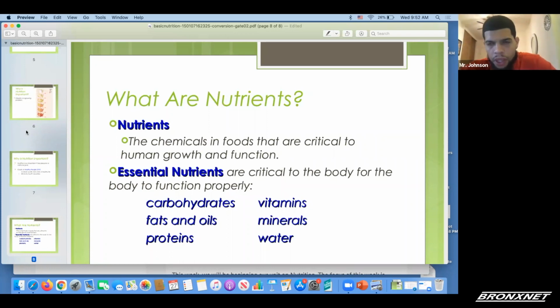So before we finish this slide, we're also going to learn about what a nutrient is. Now, a nutrient is a chemical in food that is critical to human growth and function, right? So the nutrients are the good stuff that we receive from the food, which is how we maintain our nutrition, right? So the 6 main nutrients that we're learning today are carbohydrates, fats, vitamins, minerals, water, and protein.